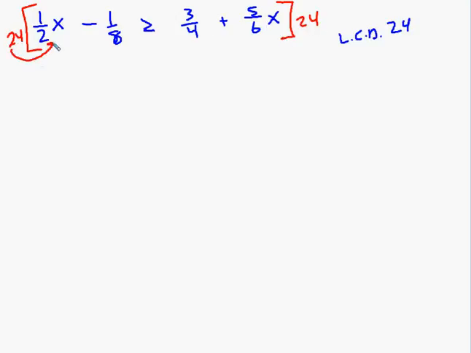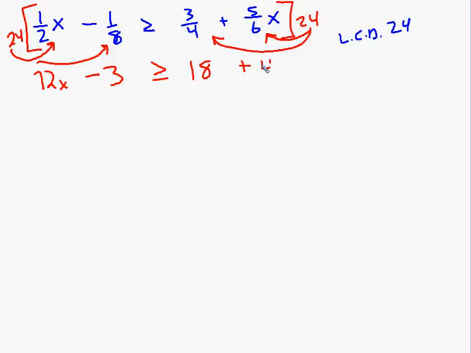I distribute, and the 2 cancels, so I have x. And here, what cancels? 3. So I get 8. So it's minus, is greater than or equal to. We distribute here. The 24 cancels with 4, and I get 8. Then 6 times 3 is, see how we do that? And then next one, 24 divided by 6 is 4, so 4 times 5 is, you see how we do that?